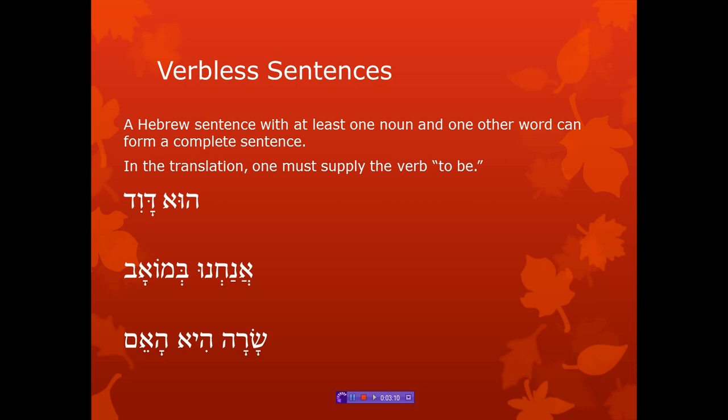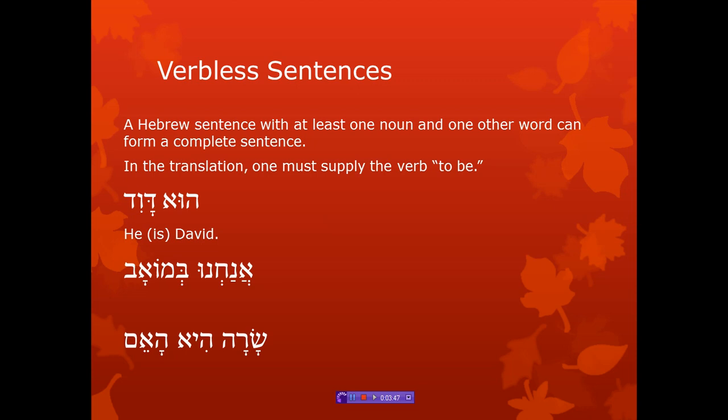So let's look at a couple examples. Hu David. These are some pretty familiar words already. This is a complete sentence, though it may not look like one at first glance. Let's look at what the words mean. Well, hu is the pronoun for he, right? And then David needs no explanation. This is Israel's king David. Now, this is a complete sentence, and this is how you would translate it. He is David. And you notice I put in parentheses the verb is as a way of showing you that we actually have to supply that. You won't see that in the Hebrew text.